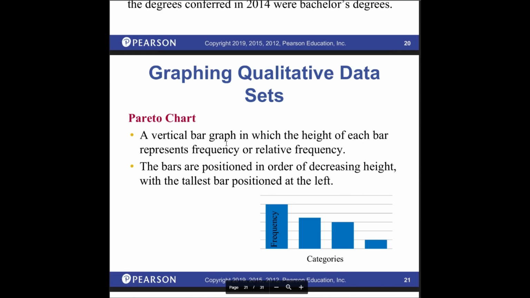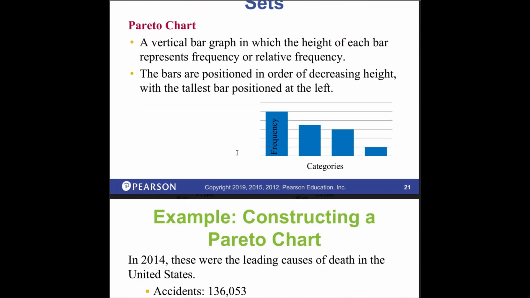Then, graphing qualitative data sets: a Pareto chart is a vertical bar graph in which the height of each bar represents frequency or relative frequency. The bars are positioned in order of decreasing height, with the tallest bar positioned at the left.